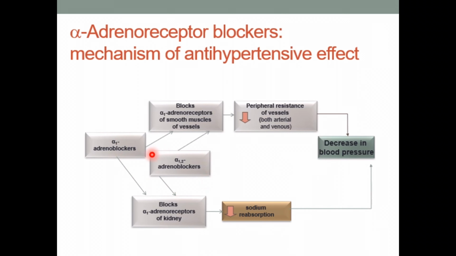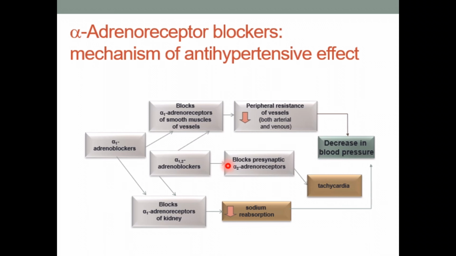If you use the non-selective alpha blockers, that means it will block alpha 1, so you get all these effects, the same effect on the vessels, the same effect on the kidney. But there's an extra action, because it also blocks alpha 2.